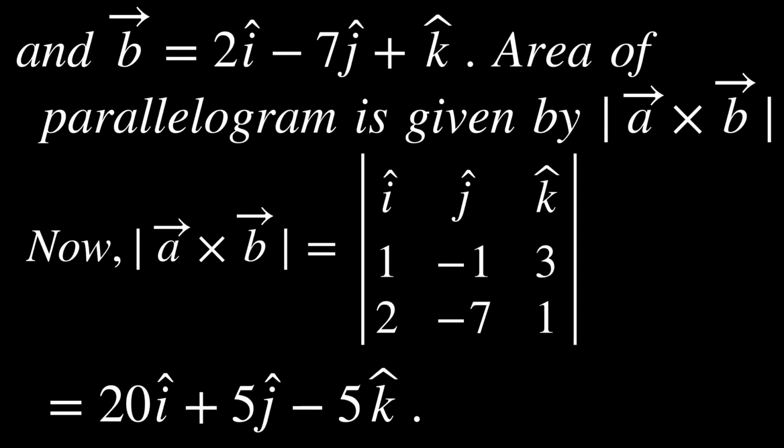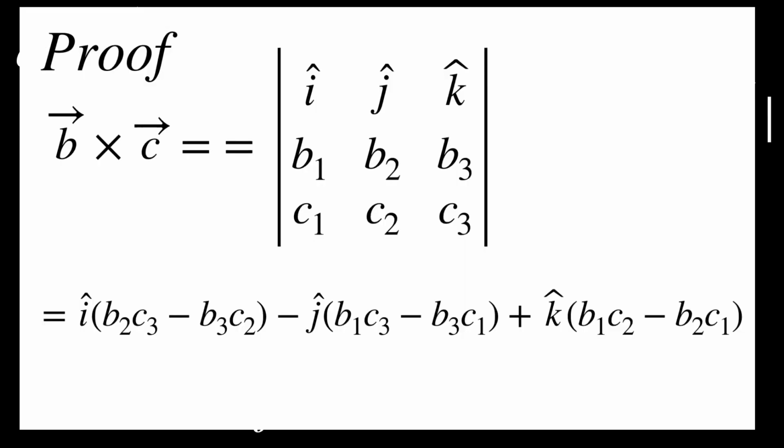Now coming to the problem, so vector A is given by i minus j plus 3k and vector B is given by 2i minus 7j plus k. So modulus of A cross B is given by determinant ijk 1 minus 1 3, 2 minus 7 1, which is equal to 20i plus 5j minus 5k. I believe you know how to simplify a 3 by 3 determinant. Please refer the determinant chapters.